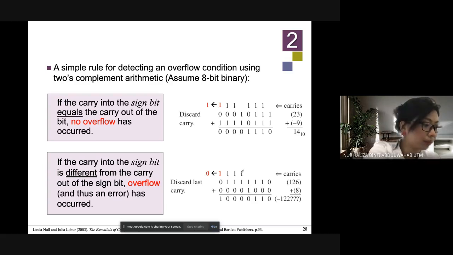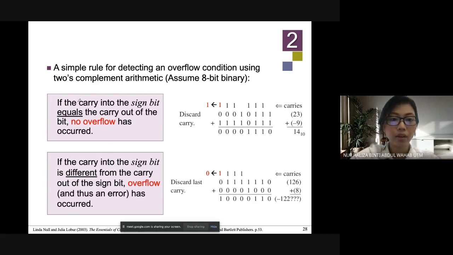First, you can see over here, this one is your carry for your last bit, into your sign bit: 1, 2, 3, 4, 5, 6, 7, 8. So it's already 8 bits over here. We already learned that the leftmost bit, which is our MSB, is going to be the sign bit, right? If 0 it is a positive number. If 1 it is a negative number, isn't it?